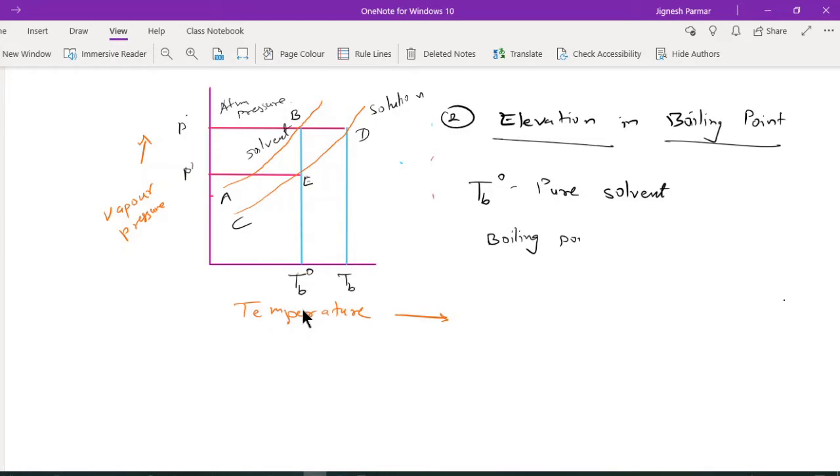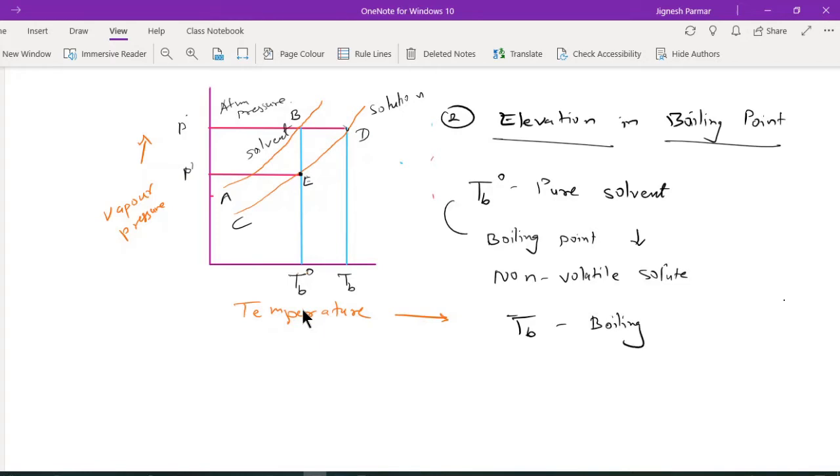But when we add a non-volatile solute, the boiling point increases. Why? Because the vapor pressure decreases, and when the vapor pressure decreases we have to increase the temperature. In the solution graph, CD, at this temperature it still has not reached 1 atm, so we increase the temperature, and then it reaches this Tb.